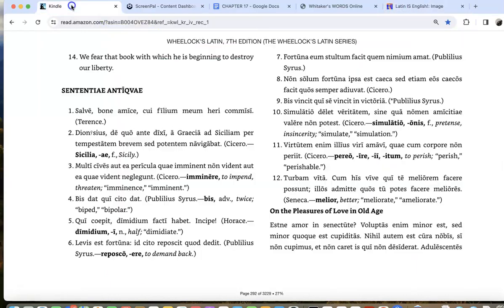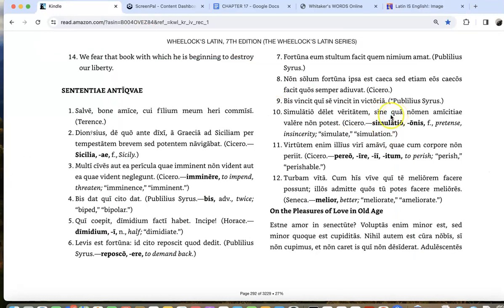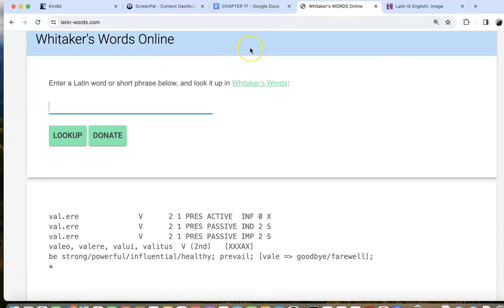So that's the direct object. Without which, sine qua, without which. So here, what is it talking about? It's referring back to virtue. So virtue is feminine. So we're going to need a feminine singular, but sine is always followed by the ablative.